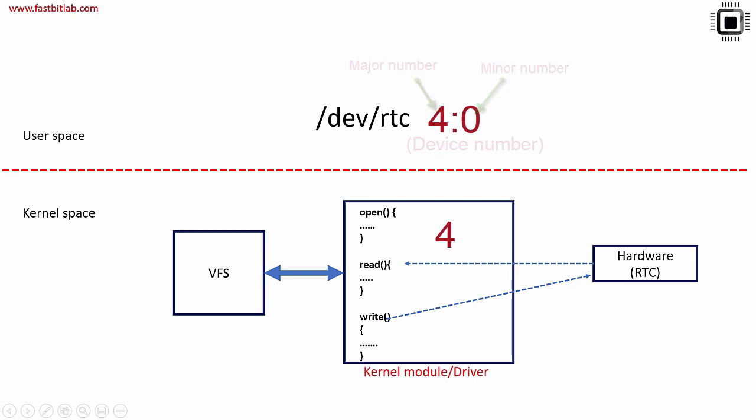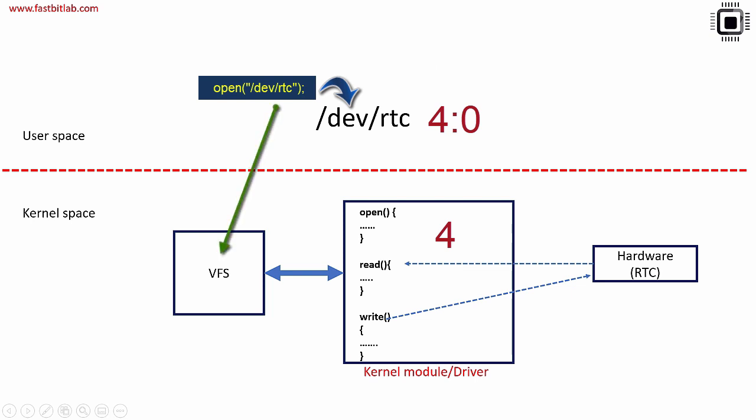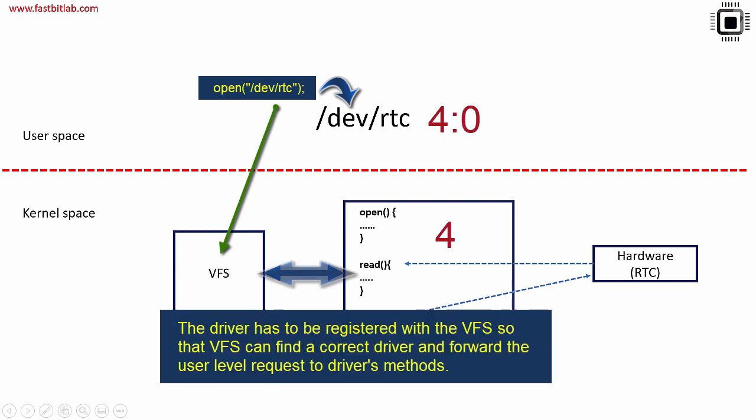When a user level program uses an open system call on this device file, the system call will first be handled by the virtual file system, that is VFS, in the kernel space. So the VFS gets the device number and compares it with its driver registration list. That means this driver has to get registered with the VFS using the device number. That's what we call character device add, known as cdev_add. I'll talk about cdev_add later.